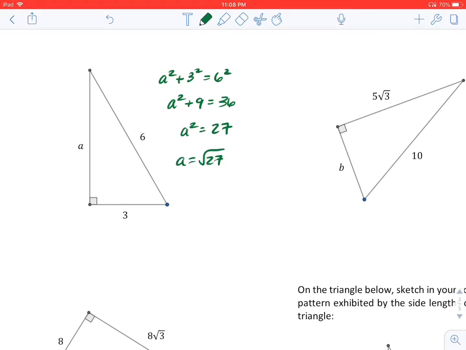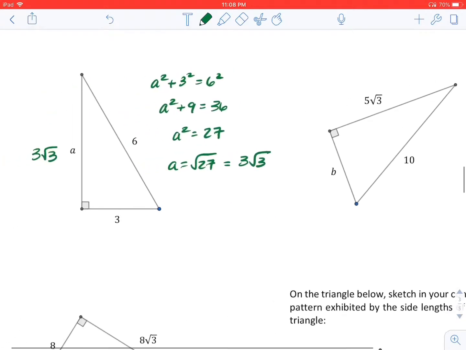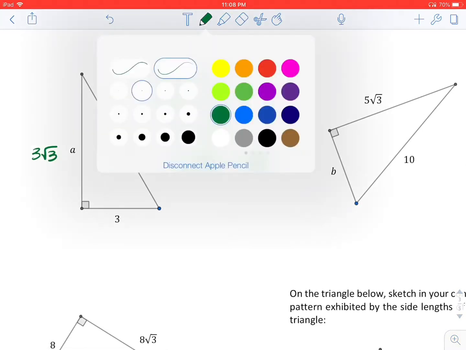27 happens to be 9 times 3, so one factor of 3 comes outside the radical and another stays inside. 3 times the square root of 3. It's a little early to see what the relationship happens to be in this type of triangle, so we're going to continue on into the second example, and then we'll revisit each of the examples to see whether or not we can spot the relationship.